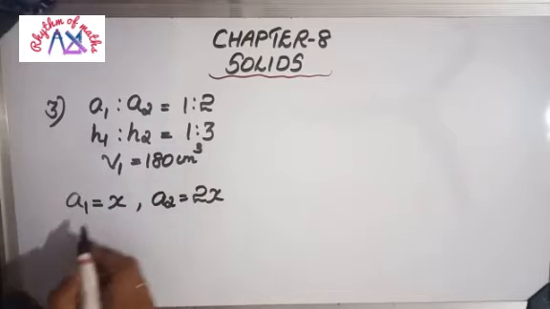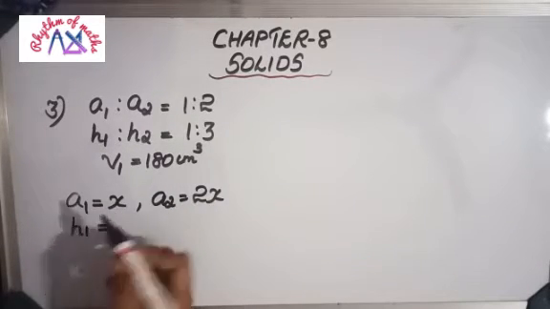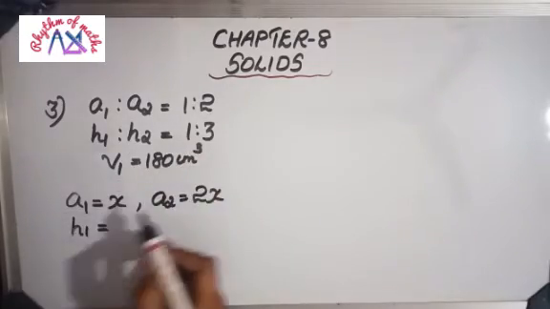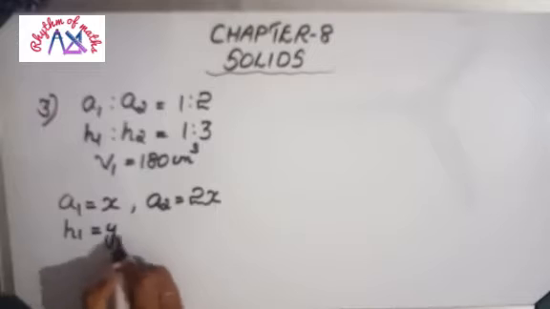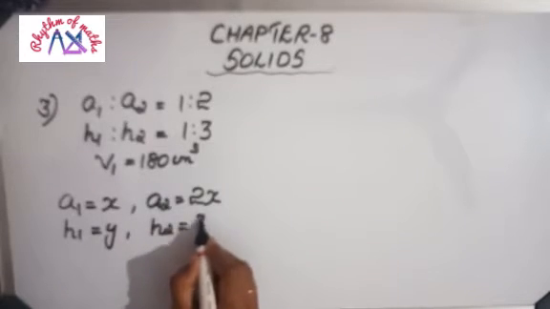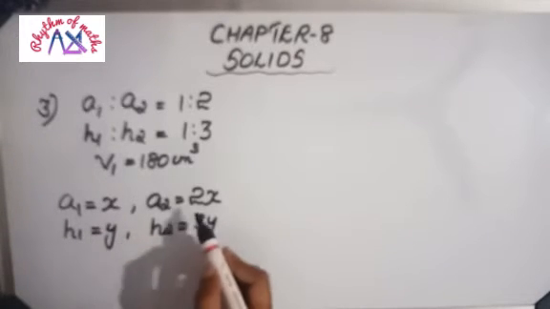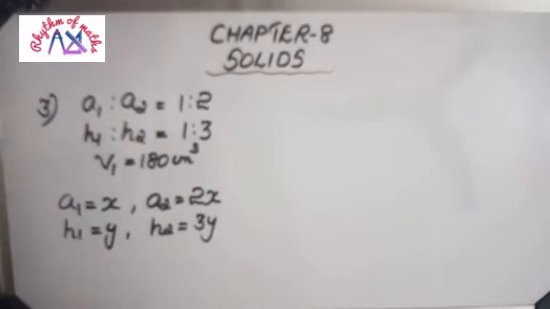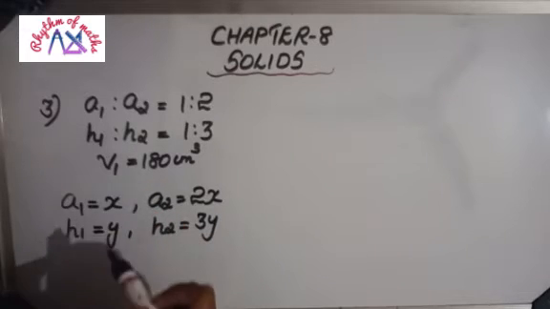Next let's find H1 and H2. That is H1 equal to, already x we used, so let's consider the next variable, that is y. So here 1, that means y. Then H2 equal to here 3, so 3y. Okay, so A1 equal to x, A2 equal to 2x, H1 equal to y and H2 equal to 3y. Now we have to find the volume.